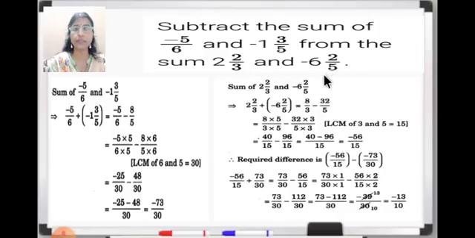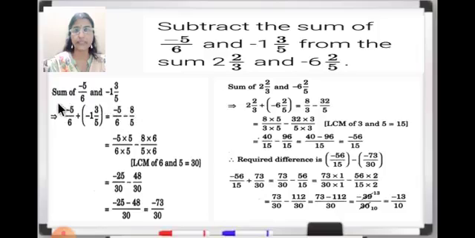So first what we will do? We are going to first add. We are going to add this 2 first, and then we are going to add this 2, and then whatever answer we will get, that we have to subtract. So this answer, whatever we will get, that we will write first, and then we are going to subtract it from this one. So step by step we will do. First we will do addition.